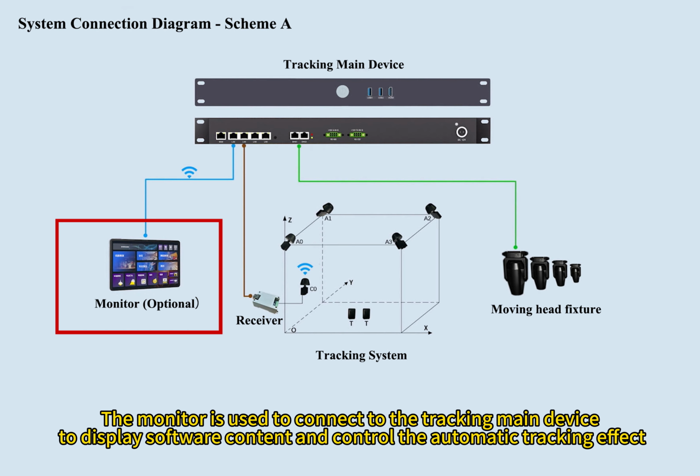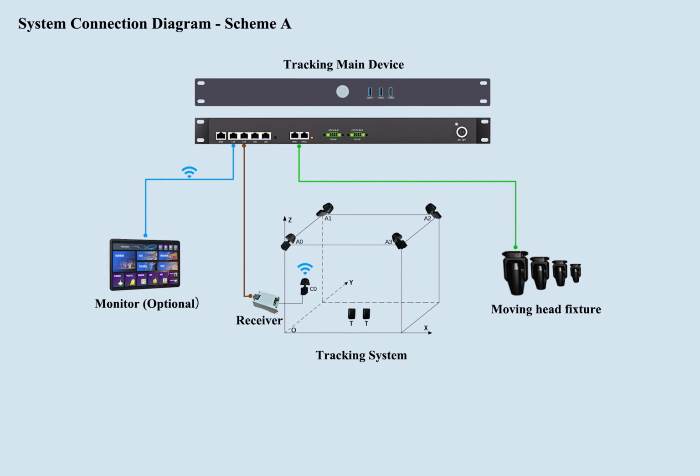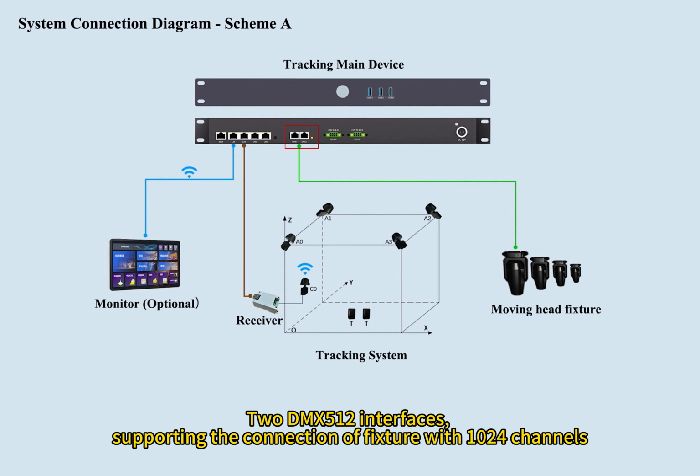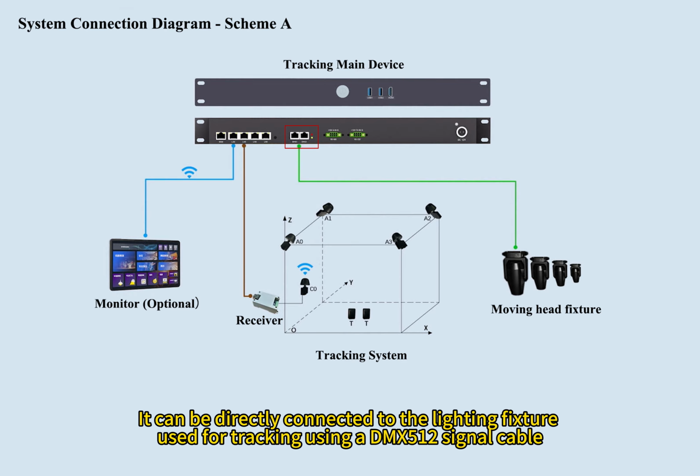The monitor is used to connect to the tracking main device to display software content and control the automatic tracking effect. The DMX512 interfaces support the connection of fixtures with 1024 channels, and can be directly connected to the lighting fixture. Used for tracking using a DMX512 signal cable.